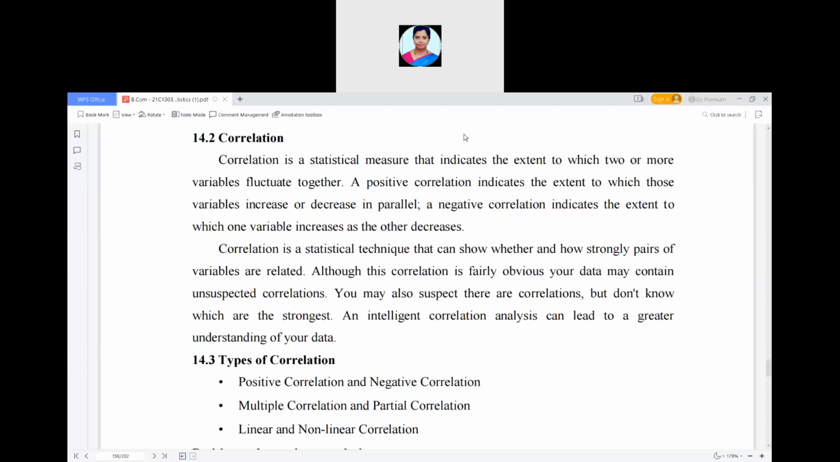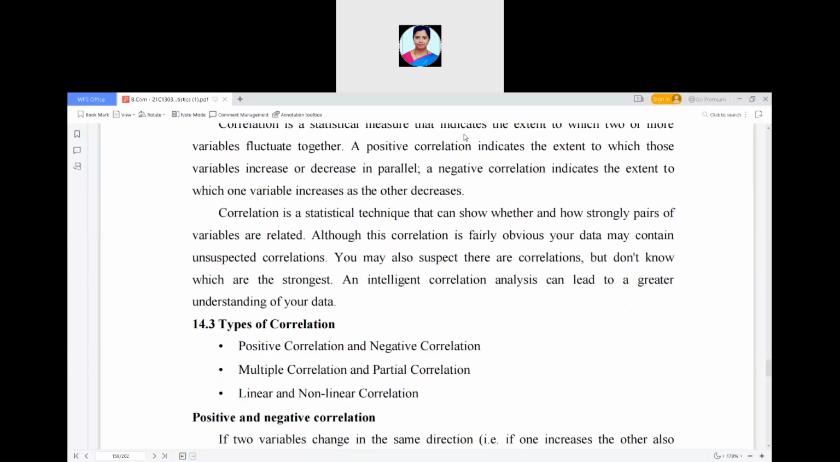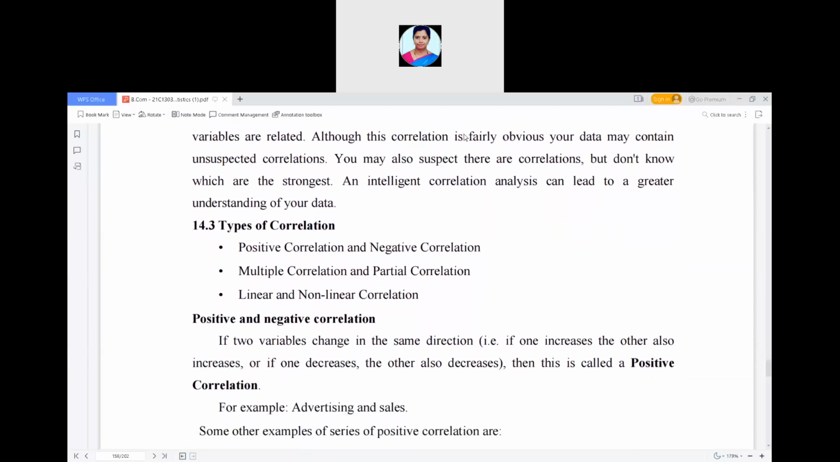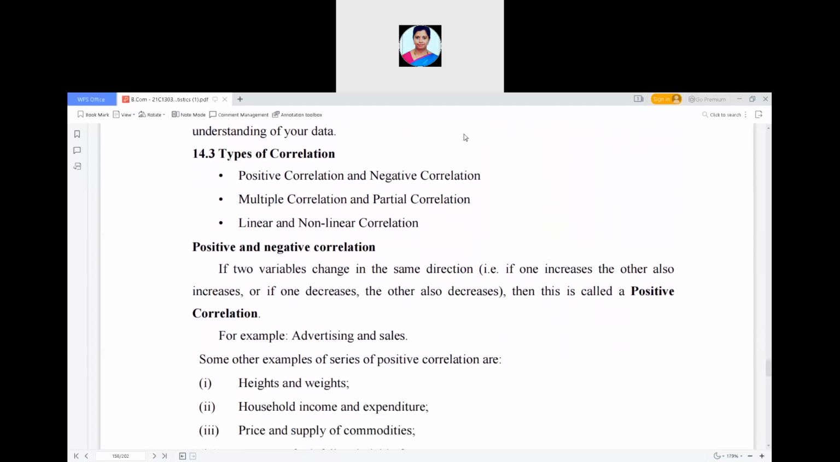The first one is positive correlation and negative correlation, the second one is multiple correlation and partial correlation, and the next one is linear and non-linear correlation. Very first, we are going to see what we mean by positive and negative correlation.